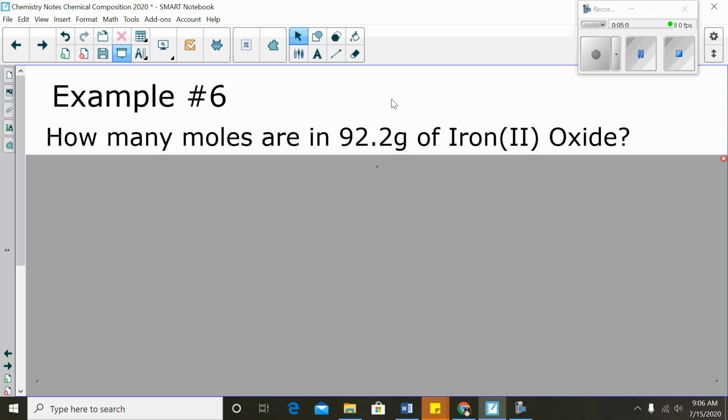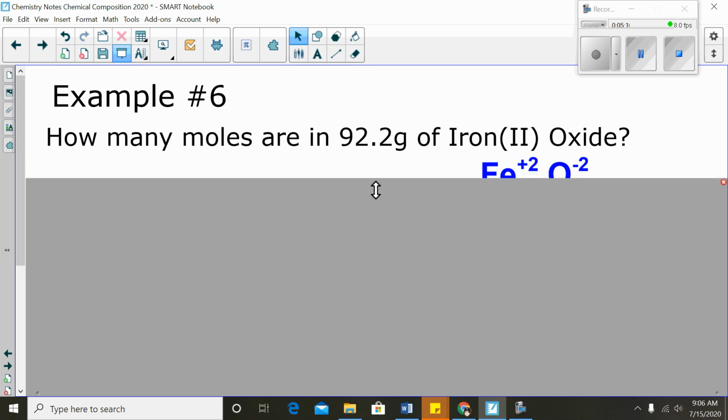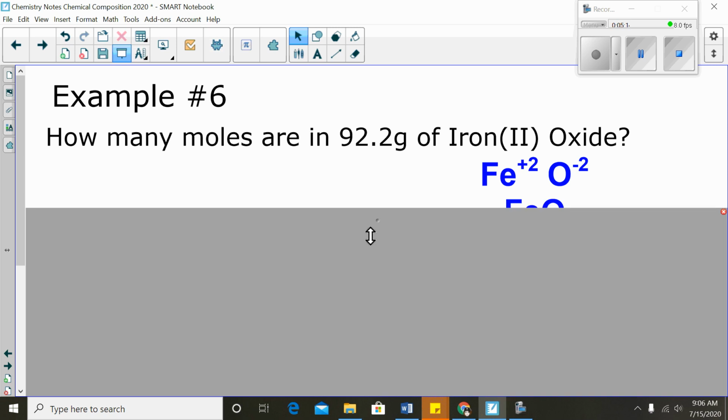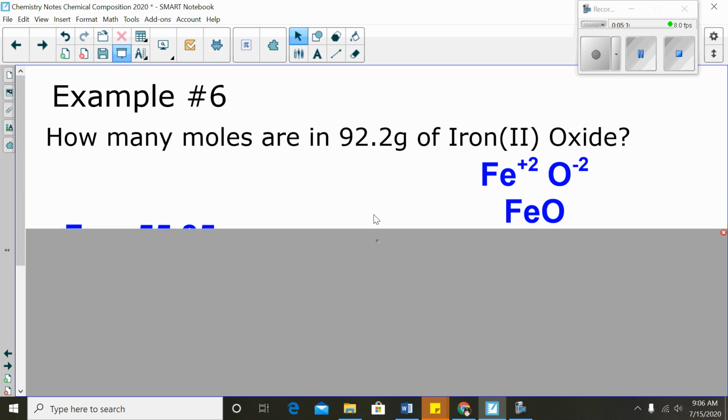So iron is Fe. That Roman numeral 2 means it's a +2 charge. Oxide is coming from oxygen, and that has a -2 charge. So they look like this. And then if you cross these, you can see that the charges cancel out, and this is FeO. So this is the compound now that I'm working with.